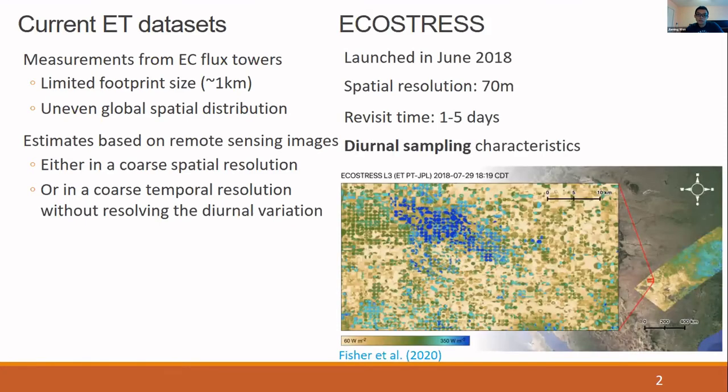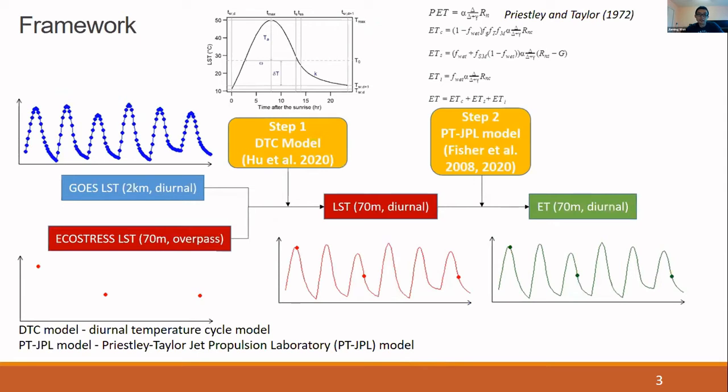And then ECOSTRESS, launched in June 2018, is really a game changer for ET monitoring in that it provides ET estimates at very high spatial resolution and pretty frequent revisit time. It's also worth mentioning that it samples the diurnal cycle because the satellite passes over the same spot at different times of day, thus providing very important diurnal information. But this special characteristic also makes it difficult to directly compare two overpasses acquired at different times of day.